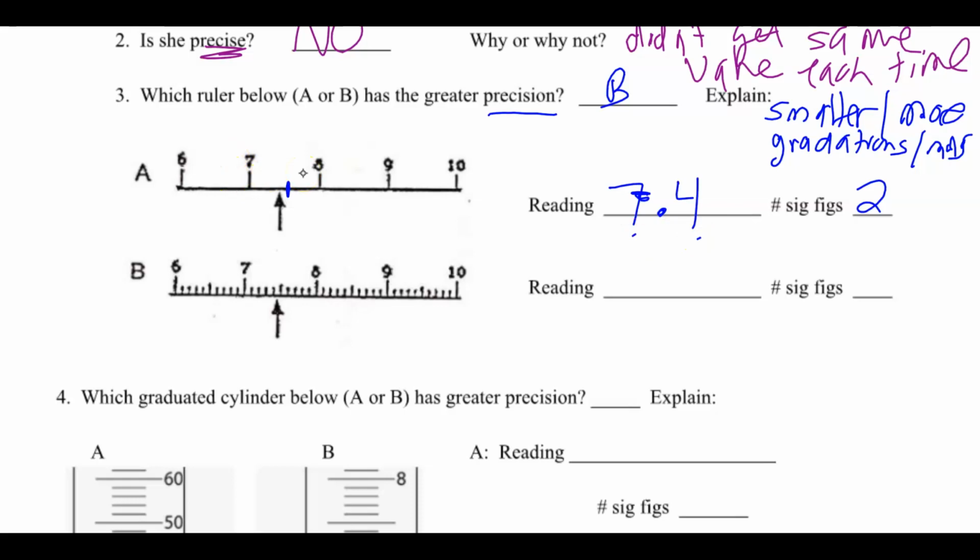But compare that to ruler B. Okay, here I can see 7.1, 2, 3, 4, 5. So here's 7.4, here's 7.5. I'm somewhere right in the middle. I can read that it's definitely bigger than 7.4, and I'm going to guess that it's 7.45. This time there's 3 sig figs, 2 that I could read, and then the third one that I guessed. So this is a much more accurate and precise reading than the other ruler.